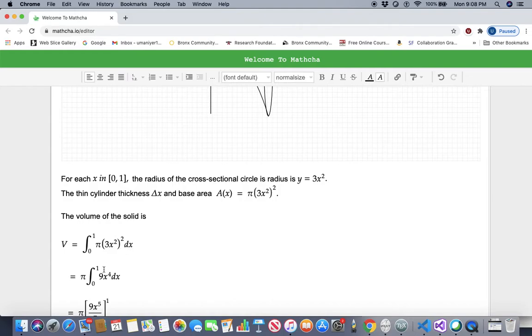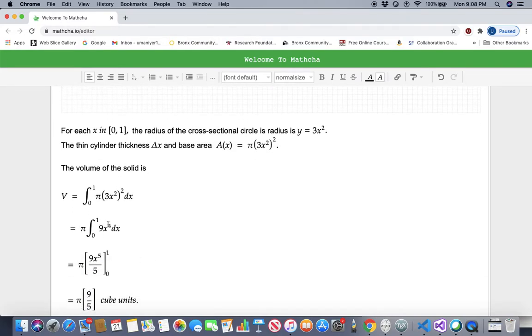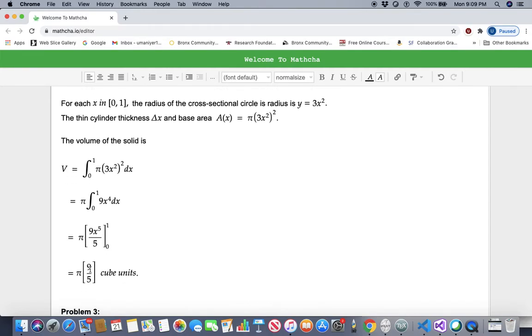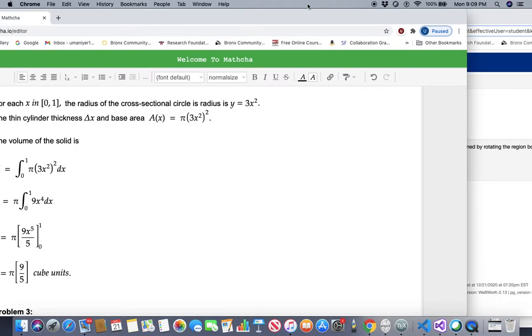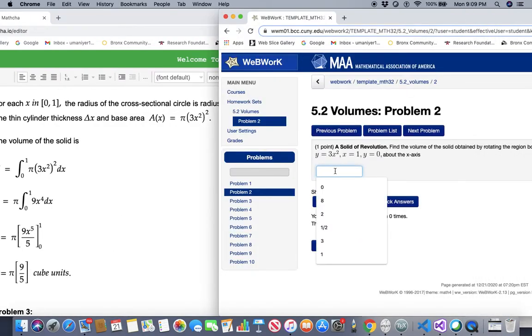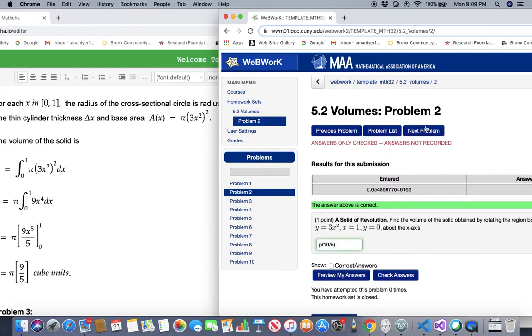Simplifying this, I get 9x to the power 4 with a pi outside. When I take the integral, I have to take x to the 4th. Its integral is x to the 5th over 5. 9 is a constant multiple. Apply the limits of integration, which gets me pi times 9 over 5. So don't forget parentheses. Star means multiplication. Okay, so it's correct. Next problem.